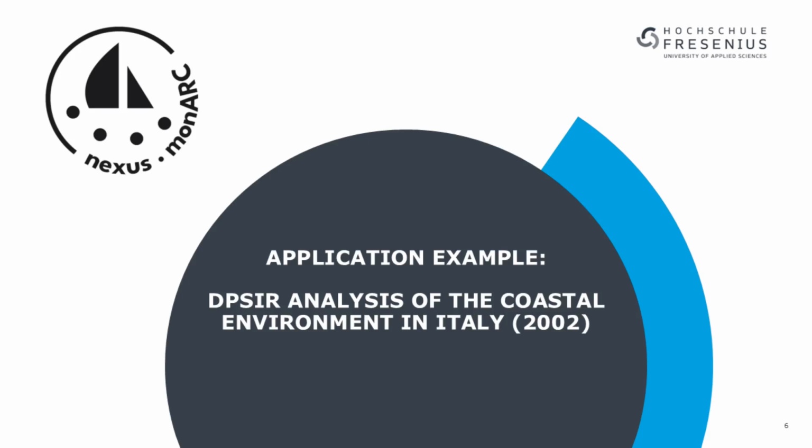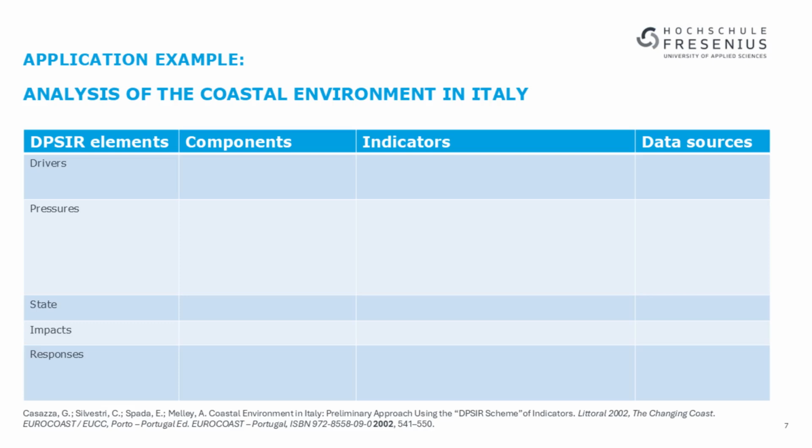What does the application of the DPSIR framework to an environmental analysis look like? I brought you two examples for studies related to the marine environment. One focuses on the coastal region, one focuses on beaches. Let's start with the analysis of the coastal environment in Italy from 2002. In this table, you can see the DPSIR elements and the components the authors identified. I'm not going to address each point of the components, but we'll have a look at some of them.